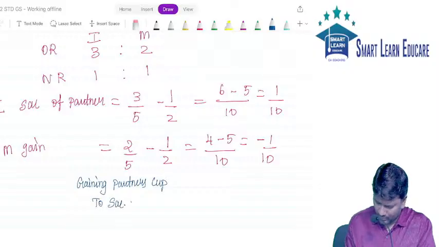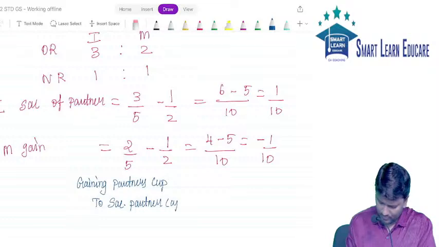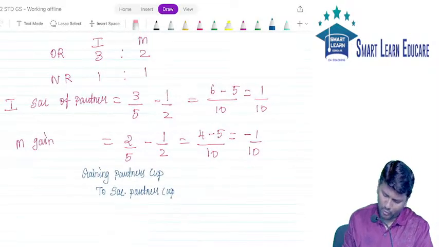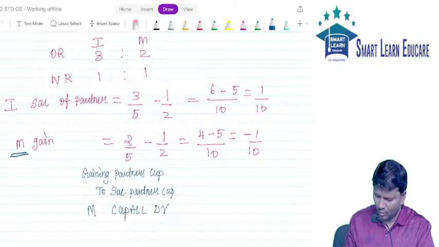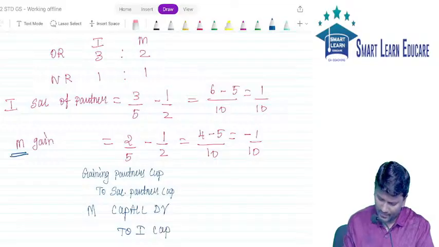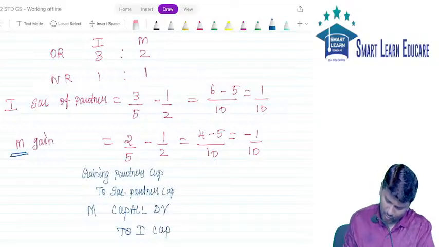Sacrificing partner's capital in what ratio? In the sacrificing ratio. So how to pass the entry? Who is gaining? M is gaining. So the entry will be M capital account debit to I capital account. What is the amount?